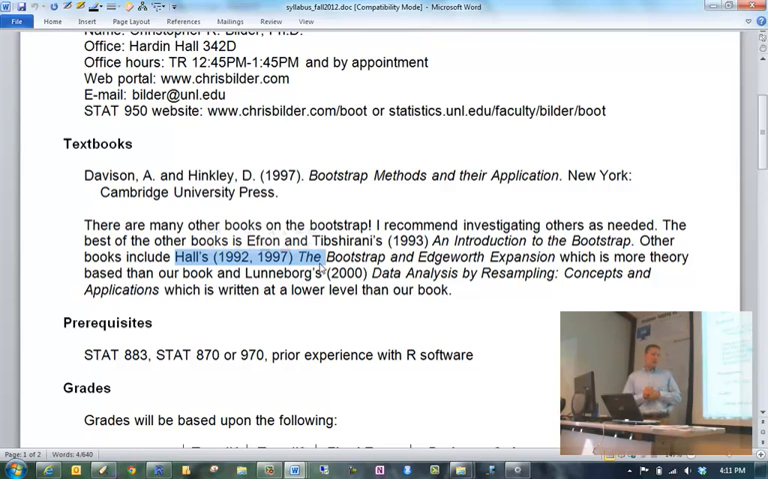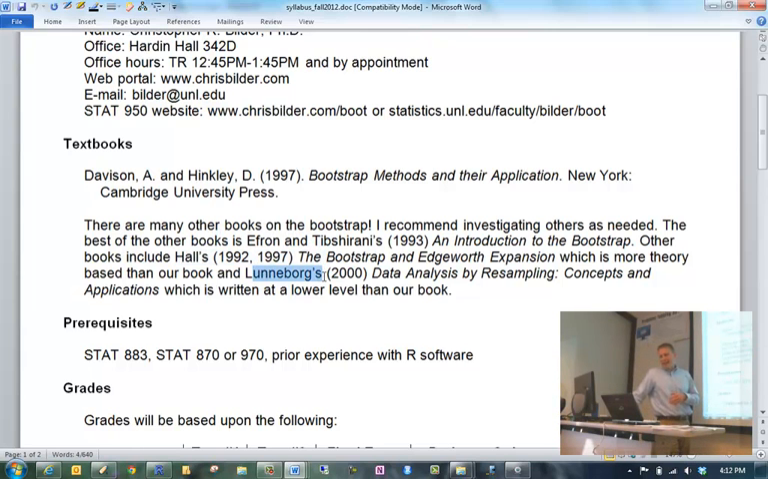The Edgeworth expansion, as you will see a little bit later on in the course, is basically a way to asymptotically approximate the distribution, to get an approximation for an actual distribution itself. Without going into all the details, you'll see more on that later.